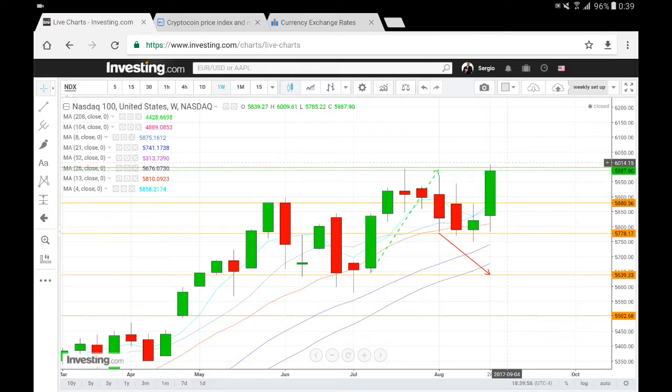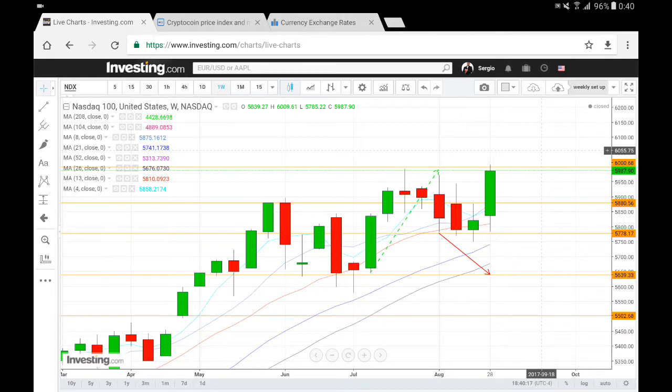It touches the 6,000 points, and now just to close below, now we are at 5,987 points. And what can we expect for next week? More moves towards the upside for the Nasdaq 100.